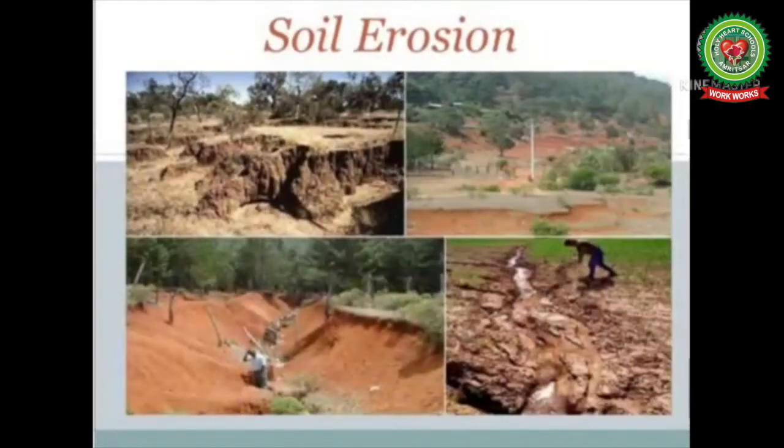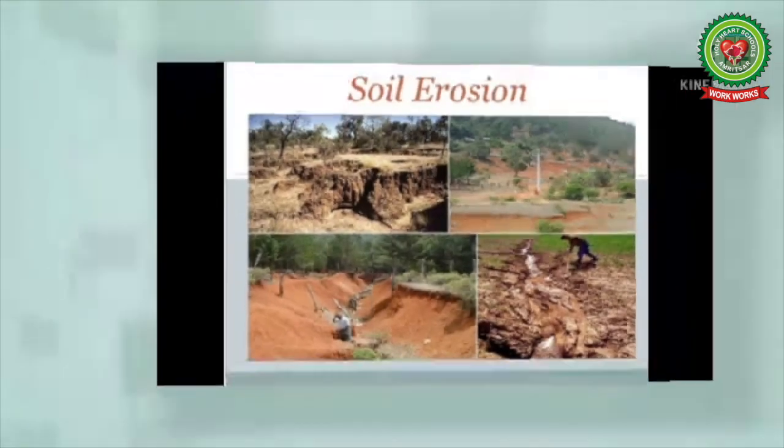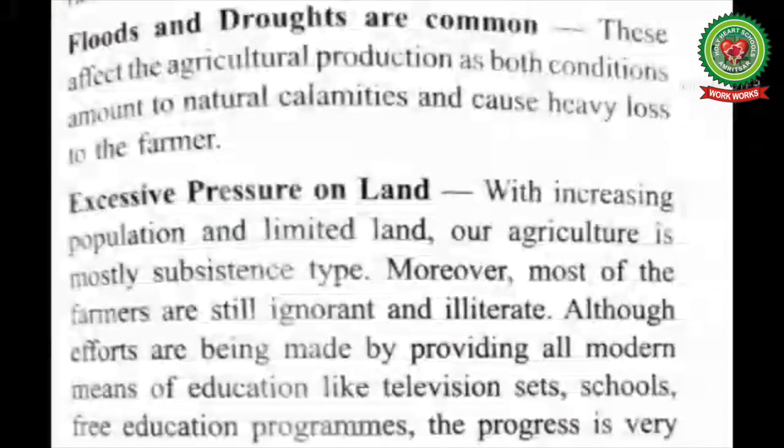Next problem is soil erosion. Large areas of cultivable land with fertile soils are exposed to soil erosion by running water, wind, deforestation, overgrazing, occasional heavy rains, etc. The erosion of soils not only reduces its fertility but also affects the yield of crops per hectare. In many parts of India, valuable farmland has become barren and unfit for agriculture due to continuous soil erosion. Next problem is excessive pressure on land.